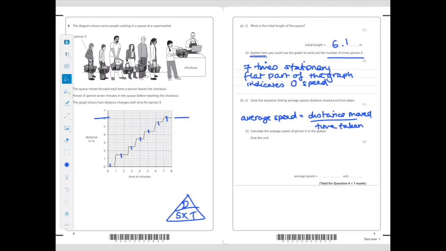Part 2, calculate the average speed of person X in the queue. Give the unit, don't forget to give the unit. So the distance moved, we know, is 6.1 meters. The time is 7 minutes, don't get caught out here. I know the graph looks confusing, but it tells us up here that the person spent 7 minutes in the queue. I'm going to multiply it by 60 because the SI unit for time is seconds, so obviously there are 60 seconds in a minute, hence why I'm timesing it by 60. Pop that into your calculator and you'll get a value which rounds to 0.015 to three significant figures. And we know that the distance was in meters. I've already told you that I've converted to seconds, which is why the unit here is meters per second.